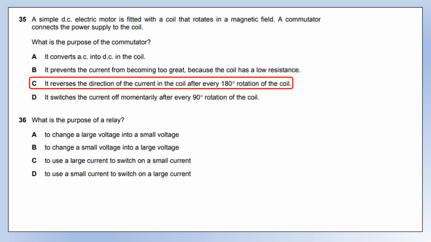What is the purpose of a relay? It allows a small current circuit to switch on a large one. So logic gate circuits all run on very low current, but you can use a relay to allow those circuits to control very high-powered, high-current circuits.